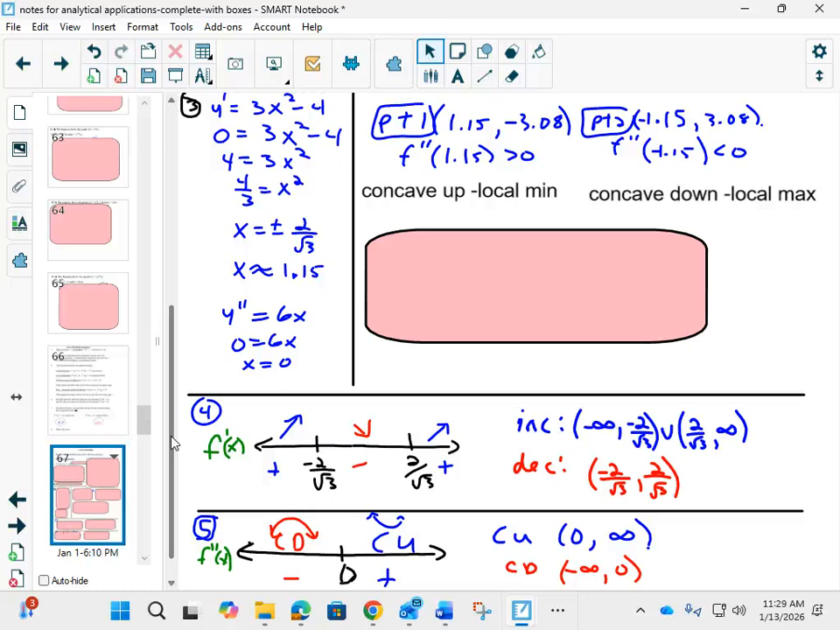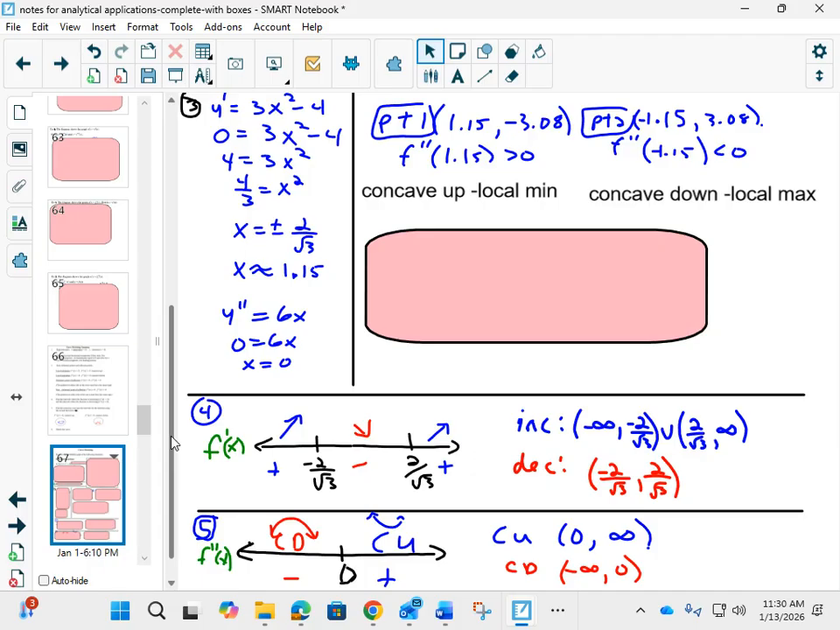Okay? Step 4 here would be using the first derivative test to say at negative 2 over root 3, we have a maximum. Because it's increasing before, decreasing after, and our first derivative is equal to 0. What I have here is the second derivative test. Since the first derivative is equal to 0, and since the second derivative is concave up at 1.15, that makes that one a local minimum.